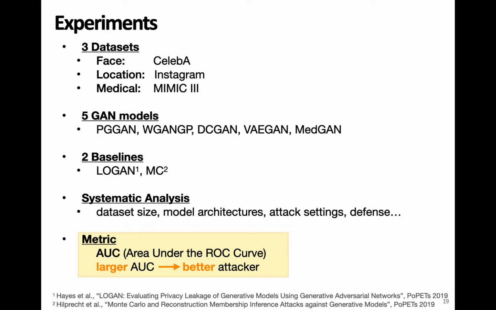We conduct extensive experiments for better understanding the privacy risk related to GAN deployment. In particular, we investigate 3 datasets with diverse modalities, 5 different GAN models, 2 baseline methods, and we also perform a systematic analysis spanning several orthogonal directions. We will be presenting selected results here. Please refer to our paper for all the analysis.